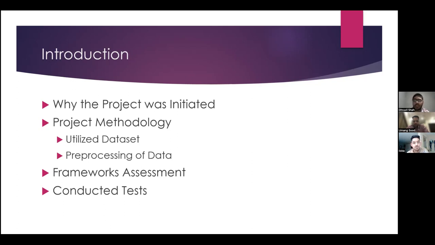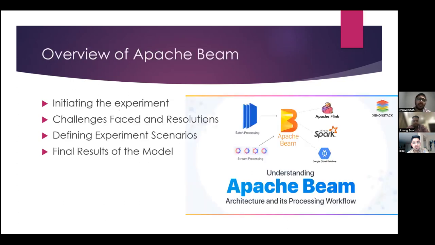Our focus lies on evaluating the performance metrics, including the time taken for data processing, CPU utilization, and memory usage. By analyzing these, we aim to provide valuable insights to the industry in choosing the most suitable framework, considering aspects of both performance and scalability. Next, my colleague will talk about Apache Beam.